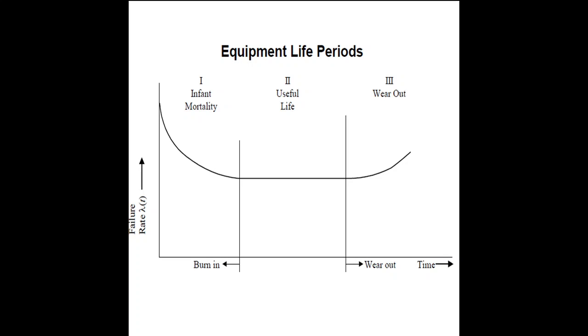So in summary, we can summarize that the common equipment life periods are three. One is infant mortality, second is useful life, third one is the wear out. So wear out is when you complete your life cycle and machine fails due to the wear. Useful life is longer than the other two periods, and infant mortality is the case where the equipment fails in the beginning of the operation.